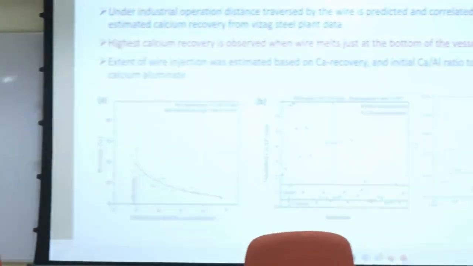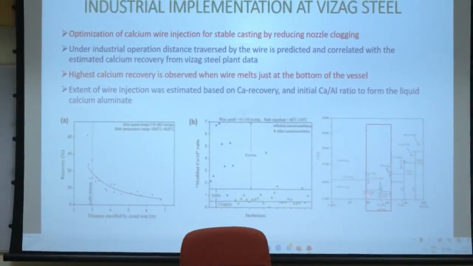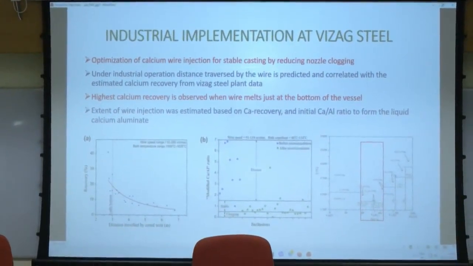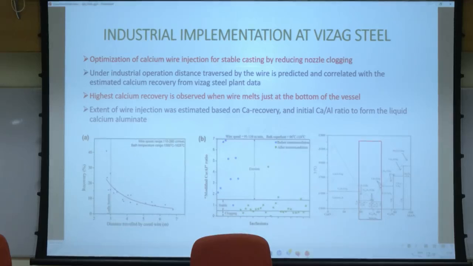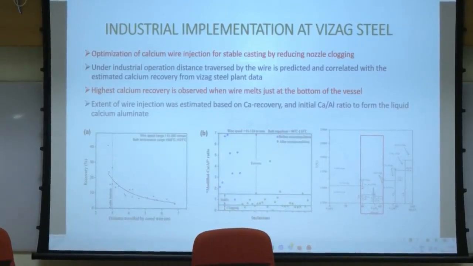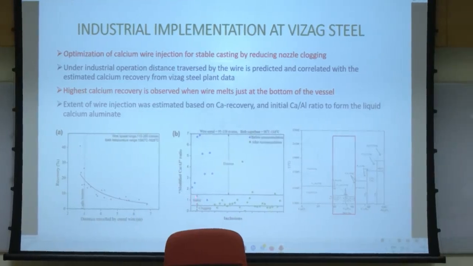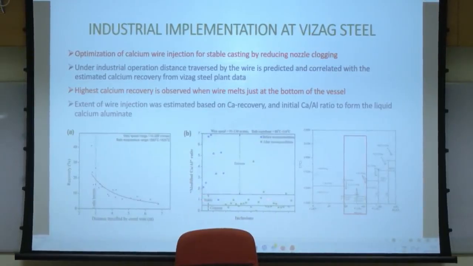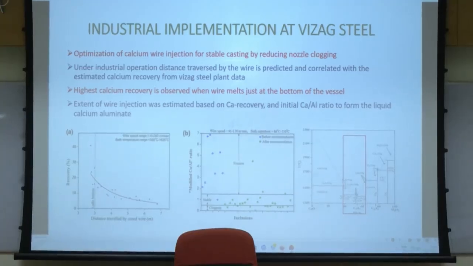So after we get this correlation, another important factor is the calcium level in the bath. Because you can see from the CaO-Al2O3 binary diagram, there exists a particular composition where the calcium aluminate is liquid. That is liquid at steelmaking temperature, 1600. Other calcium aluminates may not be liquid. So you have a particular Ca to Al ratio which ensures the product will be liquid. So this is the range where, when the inclusion composition is here, you will get all liquid product, and you will not get unstable casting because of nozzle clogging.